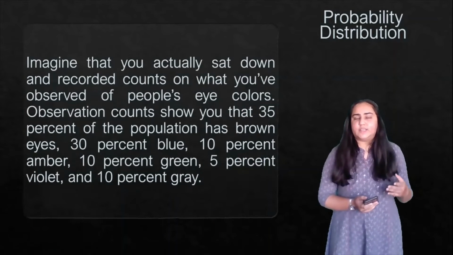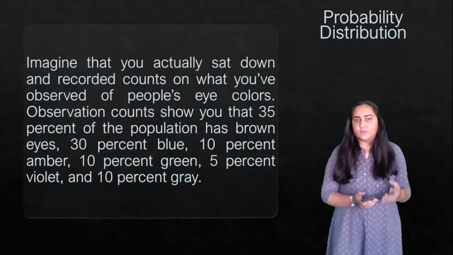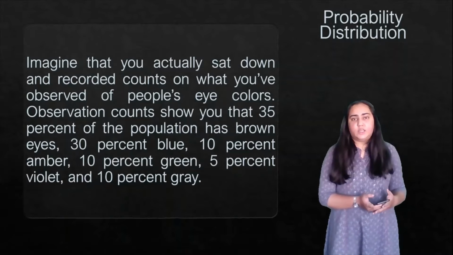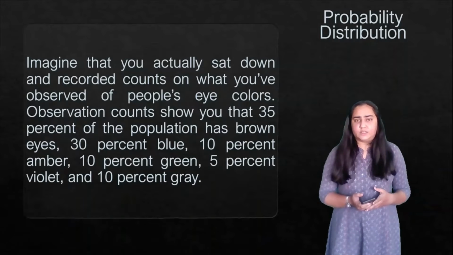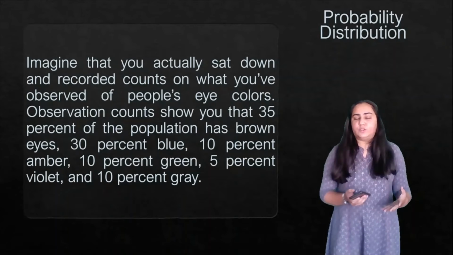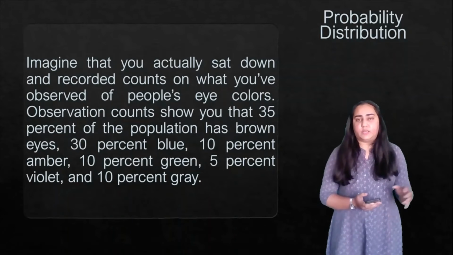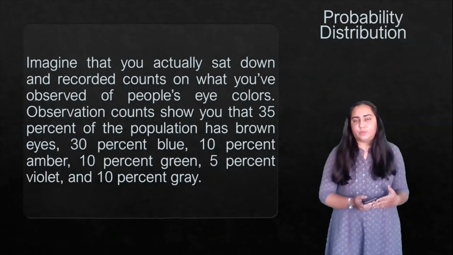Now imagine that you actually sat down and recorded counts of what you've observed of people's eye colors. Those observation counts show you that 35% of the population has brown eyes, 30% has blue eyes, 10% amber eyes, 10% green eyes, 5% violet, and 10% gray. This is what you found out because you sat down and started counting the number of people with the different eye colors, and this is the percentage of people having eye colors of each kind.